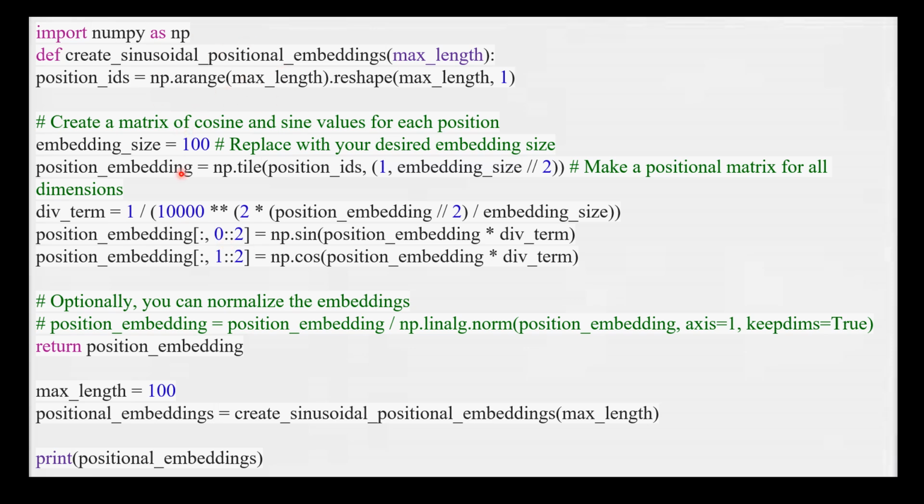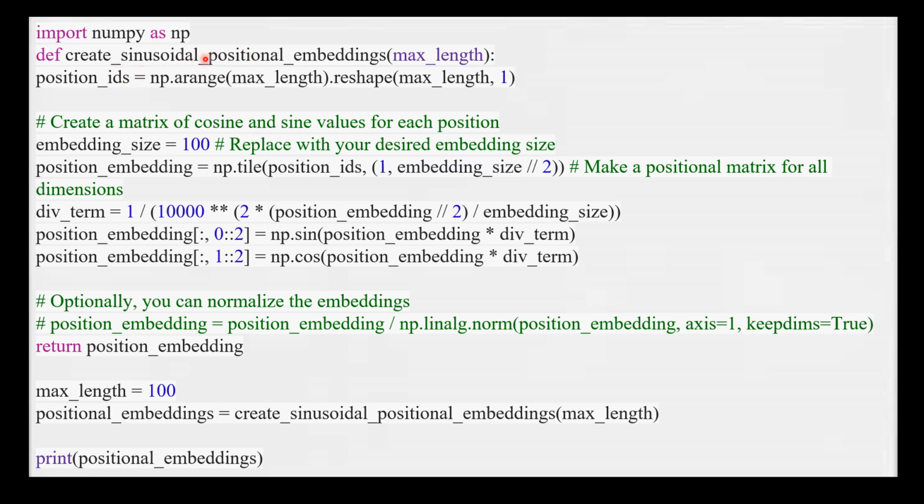So here is a simple example of how to implement positional embeddings in Python using NumPy. In this example, we'll create a sine-based positional embedding, which is a common technique used in transformer-based models like BERT. So let's understand this. The first line says import numpy as np. This line imports the NumPy library, which is a fundamental package for numerical computing in Python.